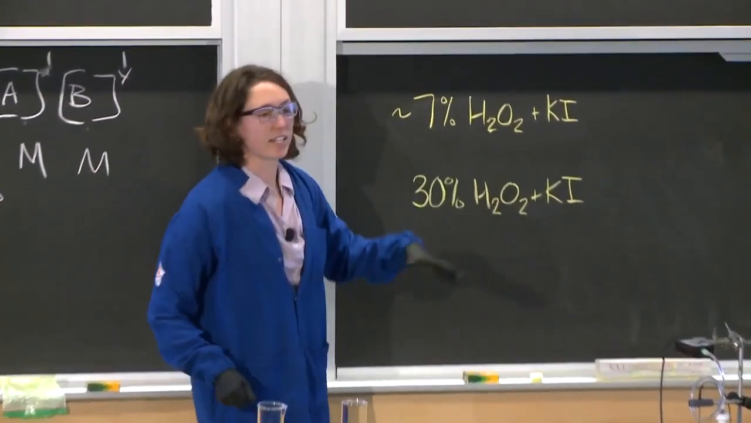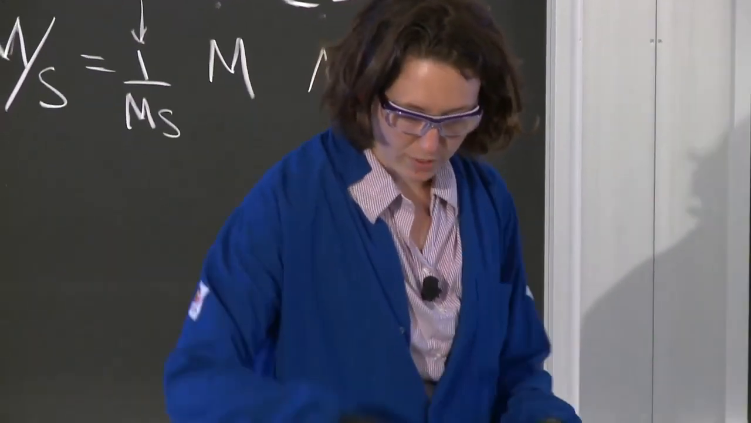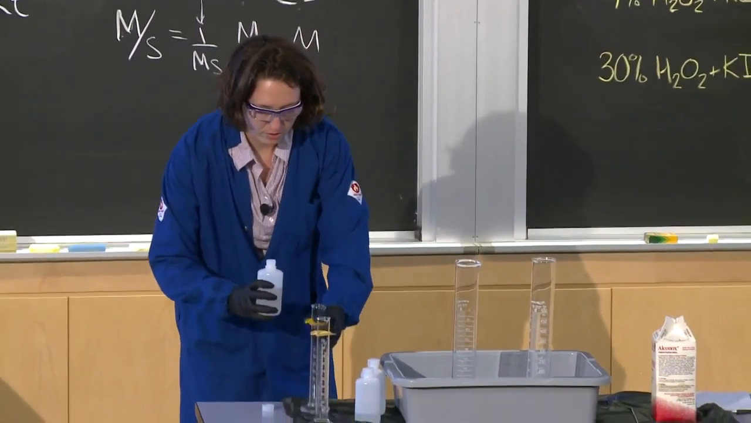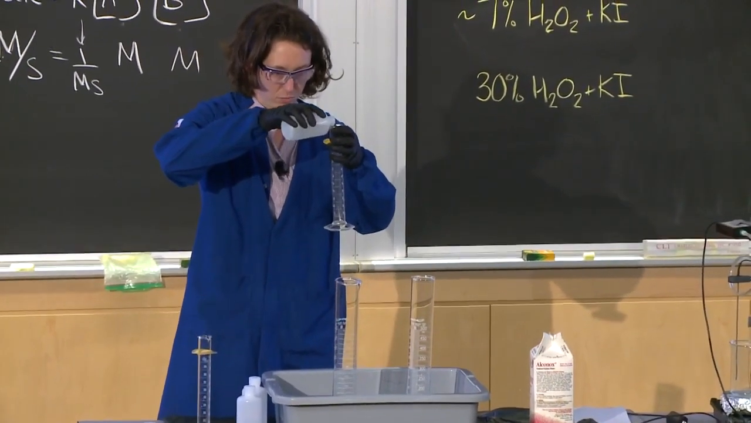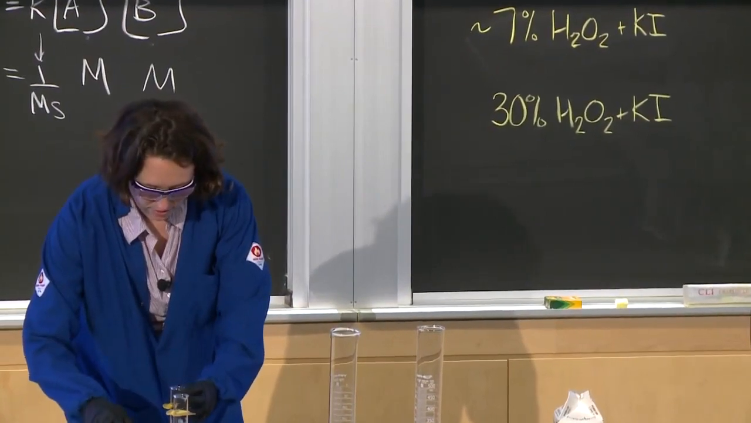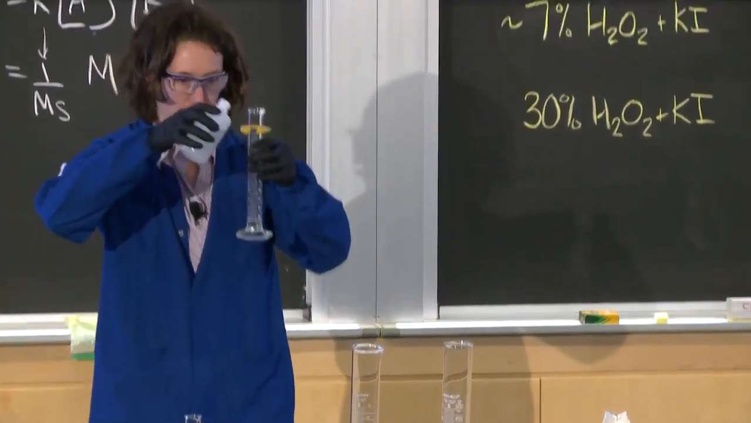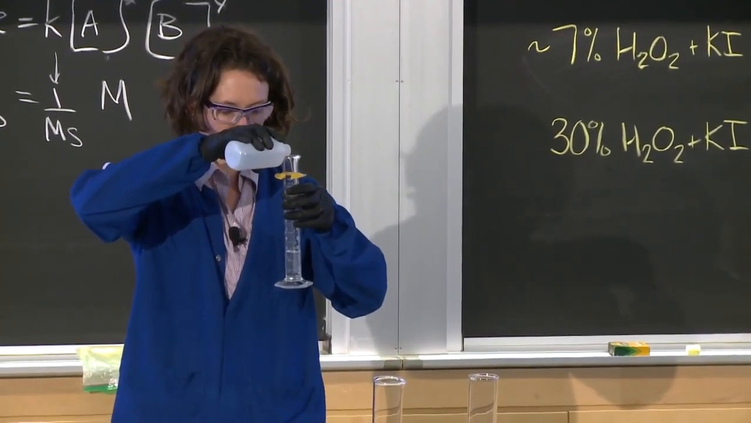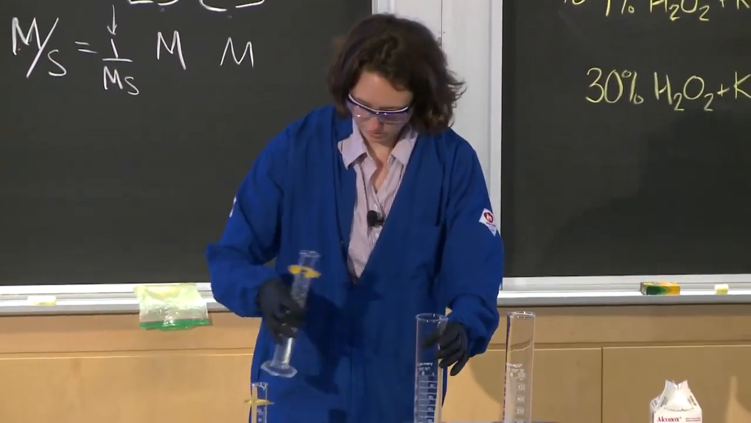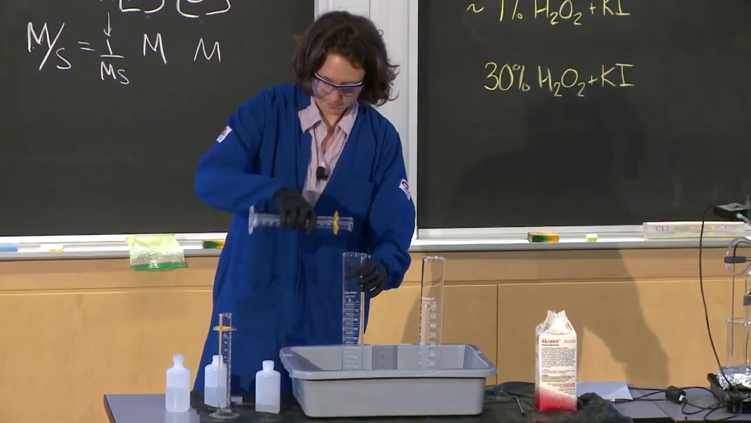We said that concentration affects rate, right? So we will try our first reaction with some hydrogen peroxide. I'm going to pour out about 10 milliliters of this and then dilute it so that our new concentration is about 7%. And we can pour, yeah, that's fine. So we'll pour that in there.